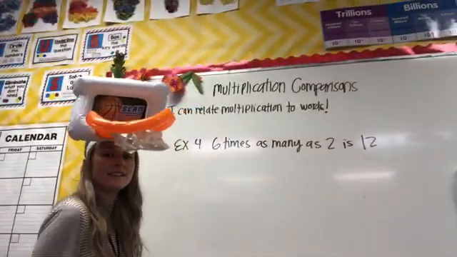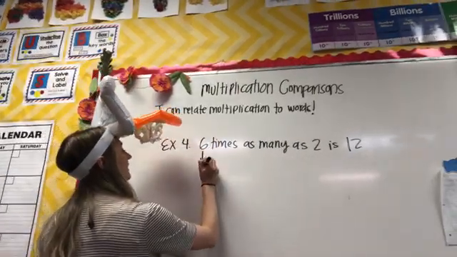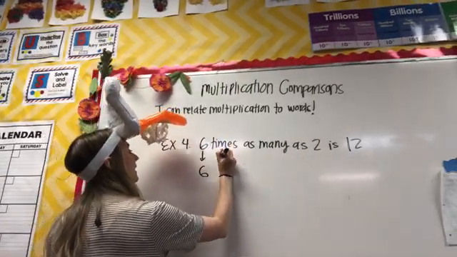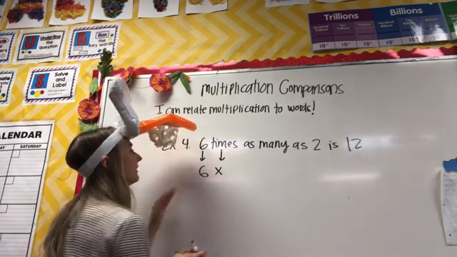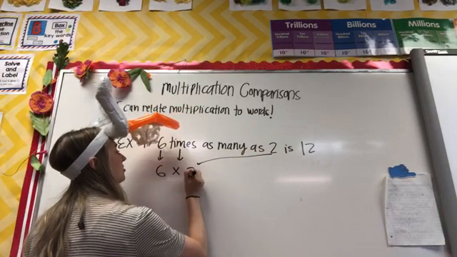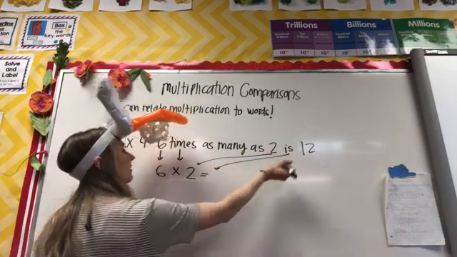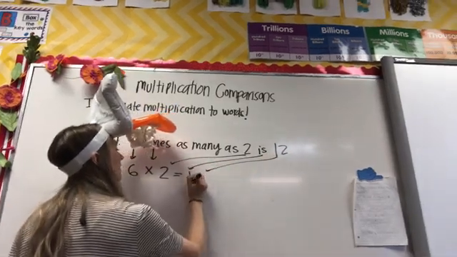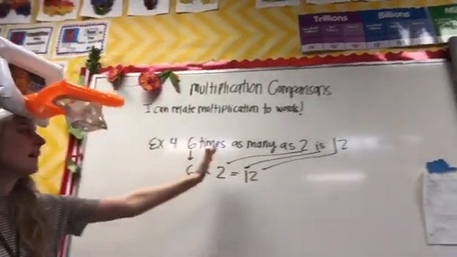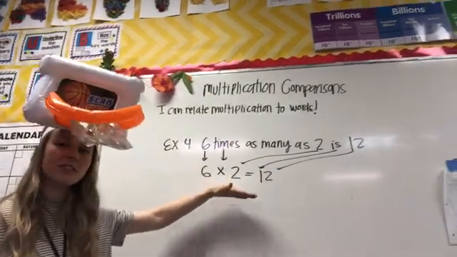So once again, let's just take it and make these words into numbers. So we take our 6, bring it down. Times we know is multiply. 6 times as many as, I'm going to pull my 2 over, 2. We know that is stands for equal, and we just bring our 12 over, 12. So 6 times as many as 2 is 12 is the same thing as 6 times 2 equals 12.